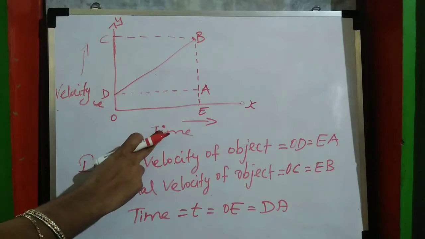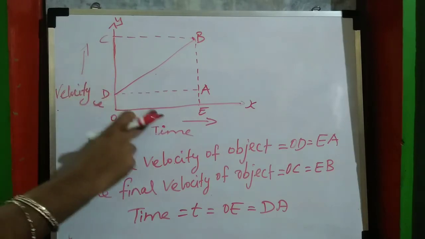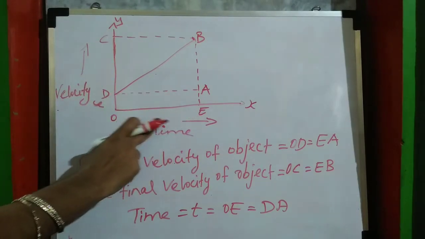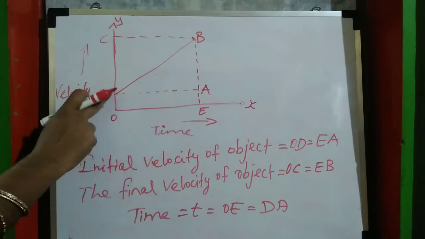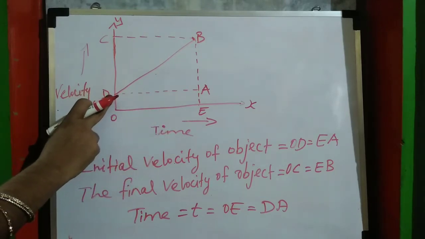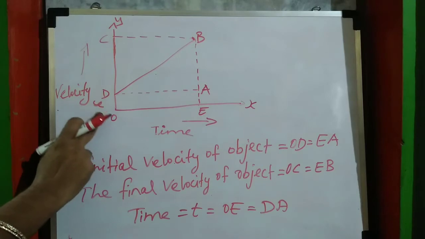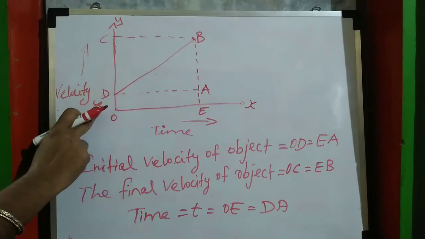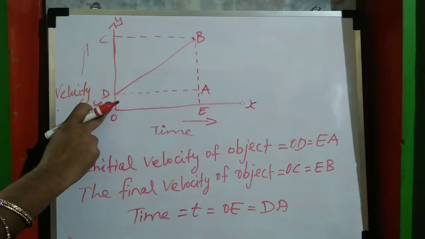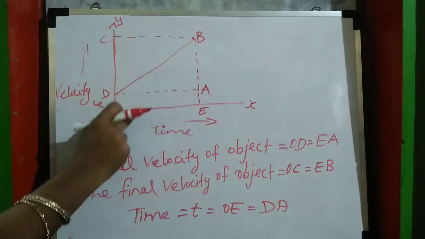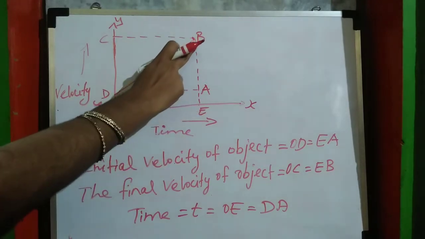This graph shows the change in velocity and time for a uniformly accelerated object. The object started at the point D, and OD is the initial velocity. Its velocity keeps increasing with time and reaches the point B.